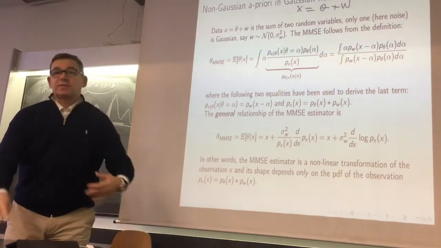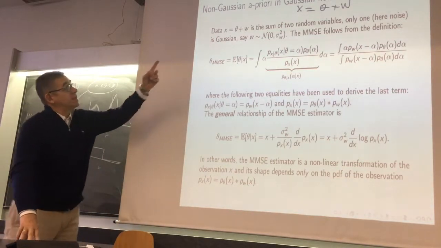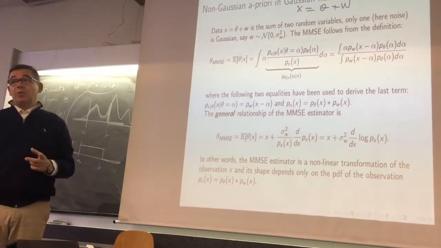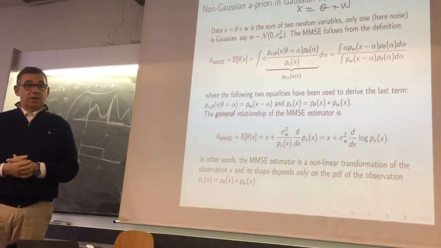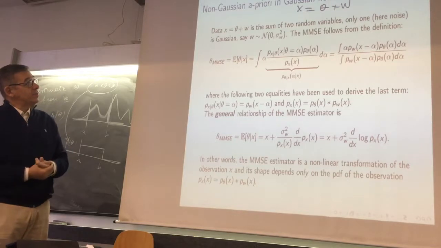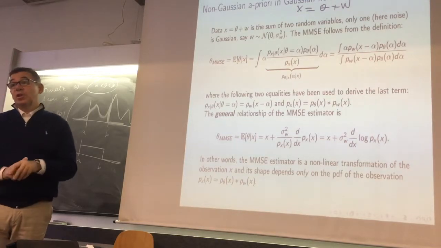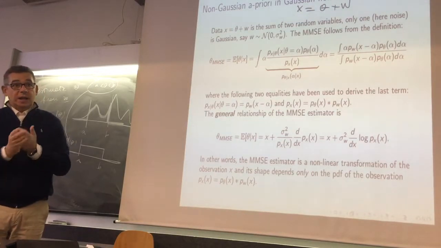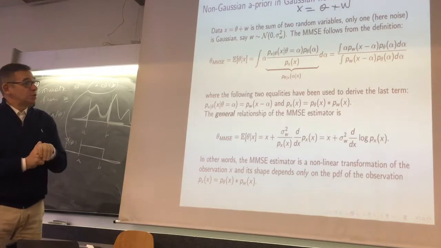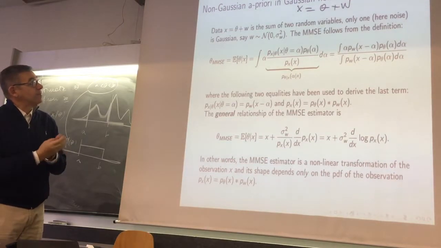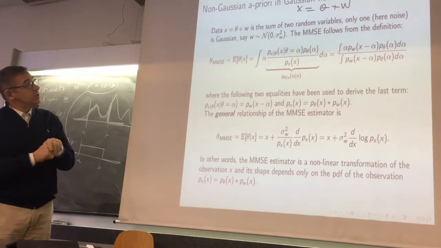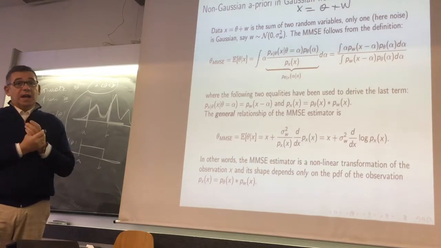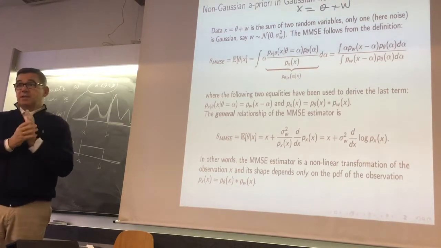And you know, x is a random variable, which is a sum of theta as a random variable plus w, which is another random variable. Now let's assume that one of the two is non-Gaussian. And now, this is the trouble, because if one of the two is not Gaussian, then I need to compute the MMSE estimate.